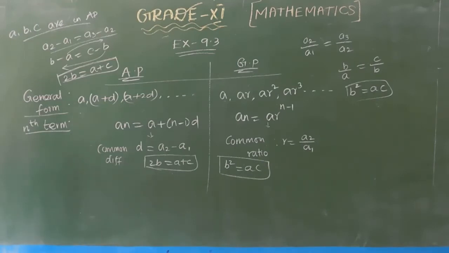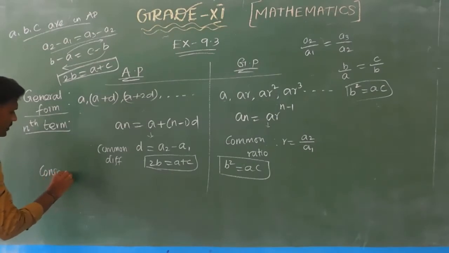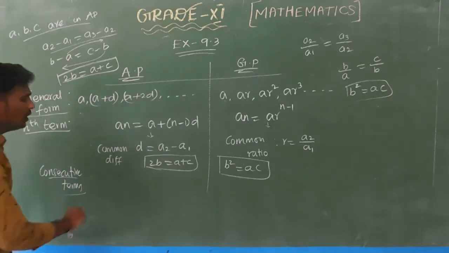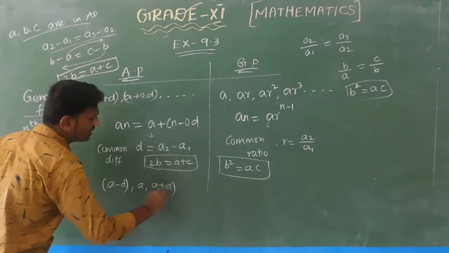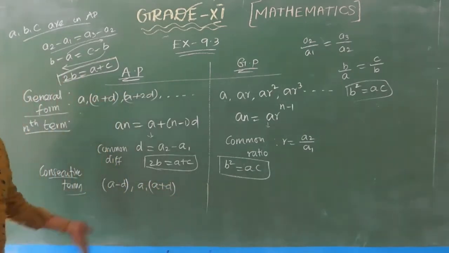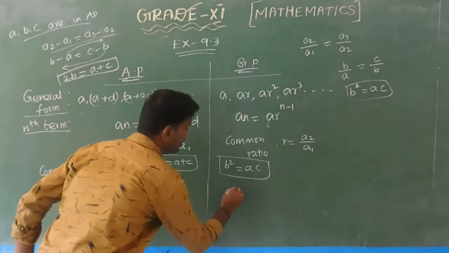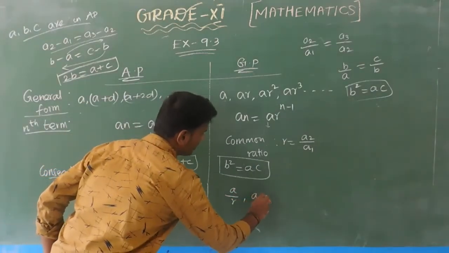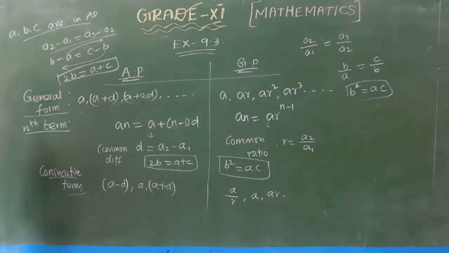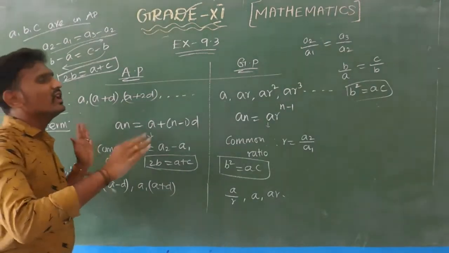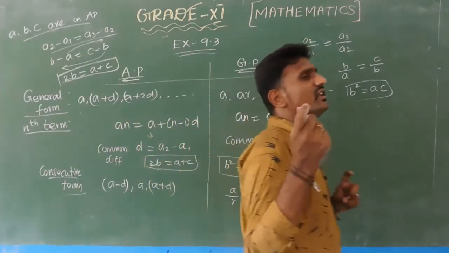And then finally, I am giving you the consecutive terms. In consecutive terms of AP you take a minus d, a, a plus d. Now coming to GP, you have a by r, a, ar. So this is the difference between AP and GP.